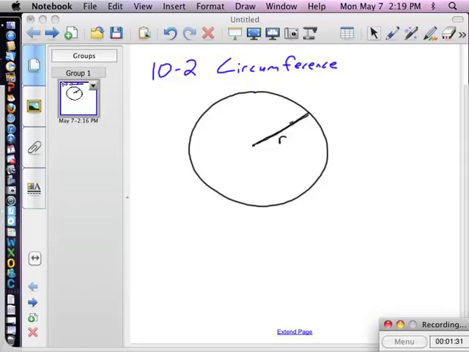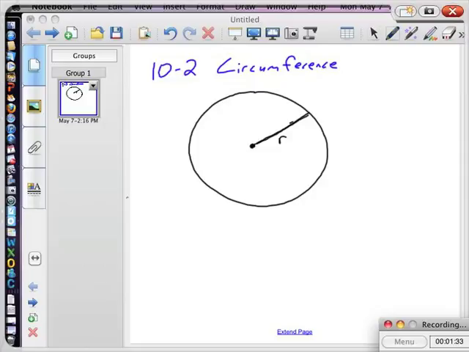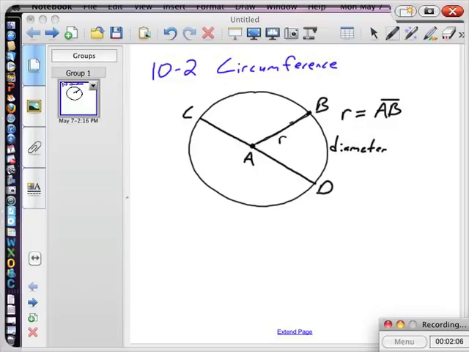I'm going to start labeling some points here. We'll call this point A. We'll call this point B. So the radius here would be the distance from A to B, that line segment there. If I drew a line through point A, and we'll call this C and D, that would be called a diameter. So the diameter would be a line touching both sides of the circle going through the center.